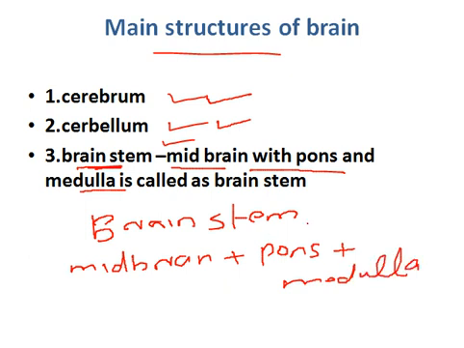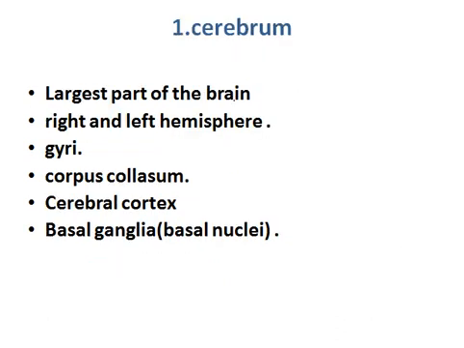So there are three important structures in the brain. One is cerebrum, the outer cover, then cerebellum, then brainstem. Now we will see what is cerebrum. Cerebrum is the largest part of the brain, very important. You can divide the entire cerebrum into a right and left hemisphere, and if you see the cerebrum, you can see a wrinkled appearance.